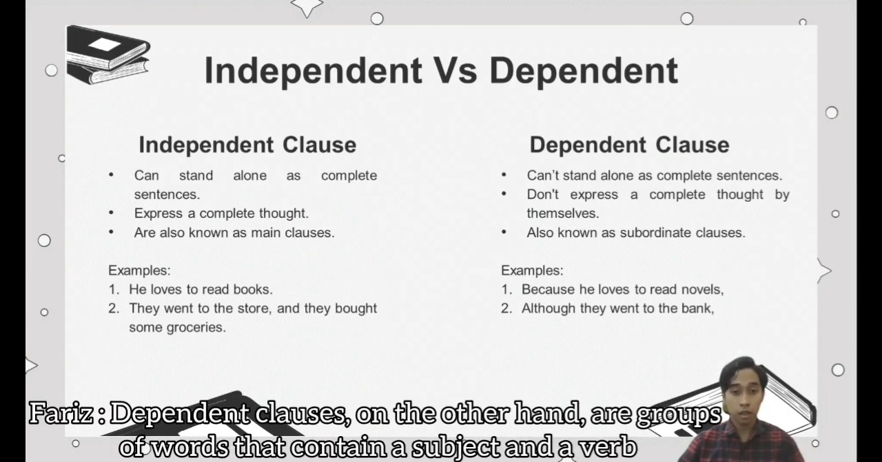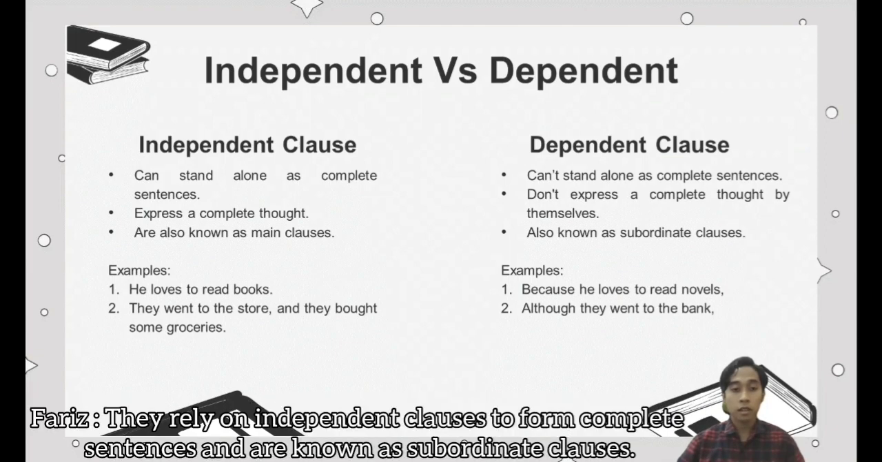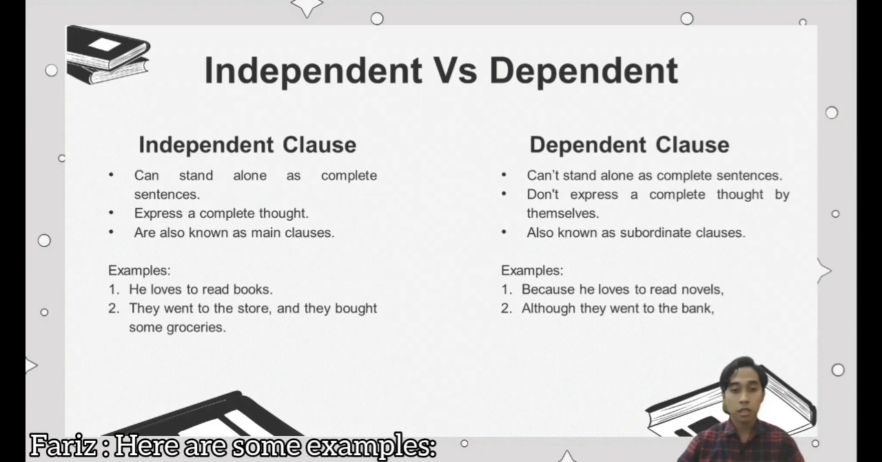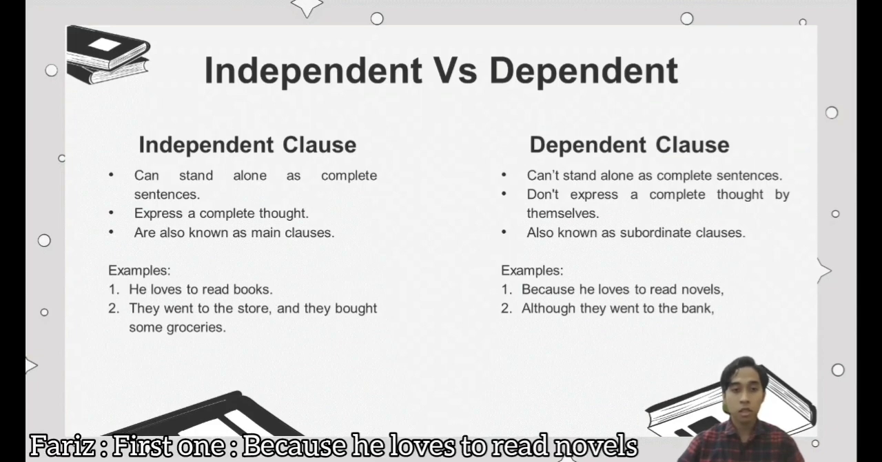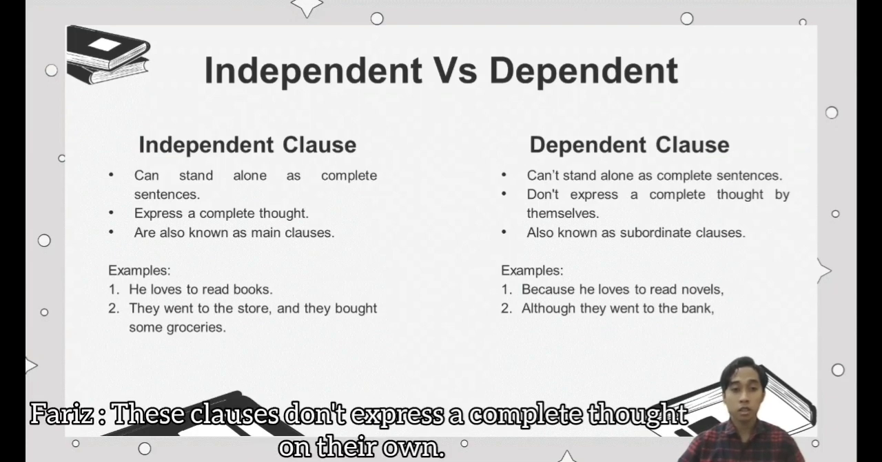Dependent clauses, on the other hand, are groups of words that contain a subject and a verb, but cannot stand alone as complete sentences because they don't express a full thought. They rely on independent clauses to form complete sentences and are known as subordinate clauses. Here are some examples. First one, because he loves to read novels. Another example, although they went to the bank. These clauses don't express a complete thought on their own.